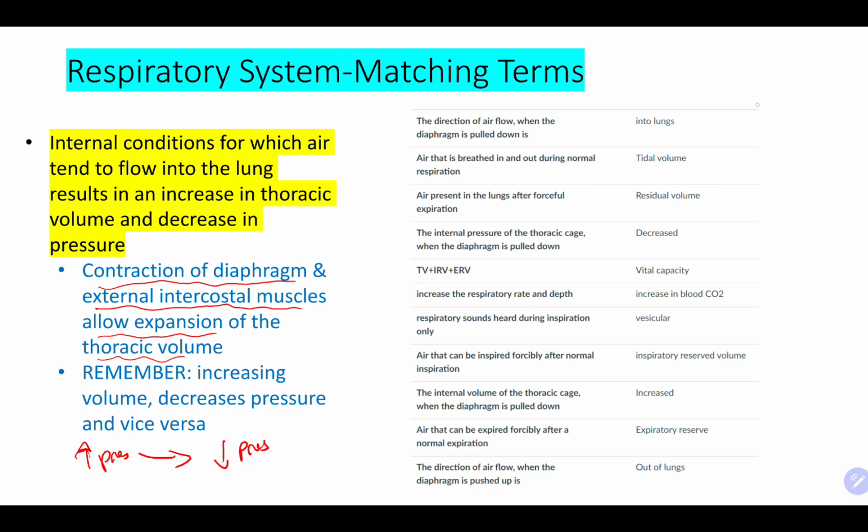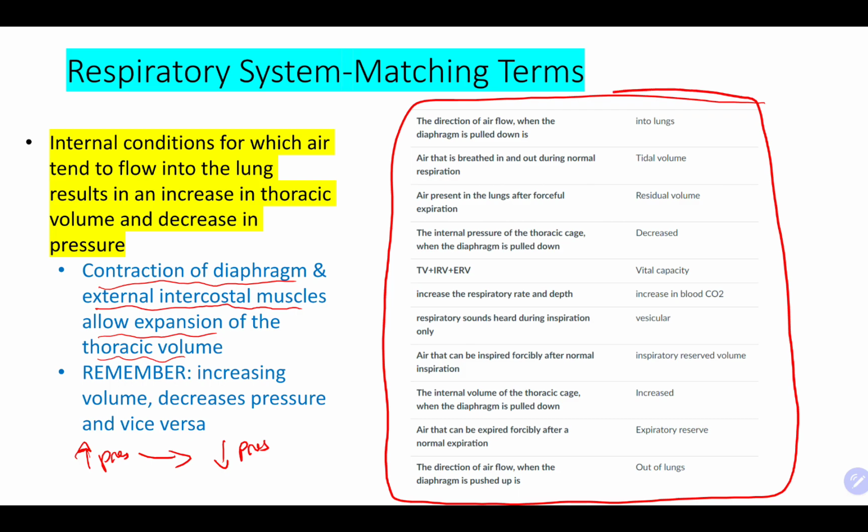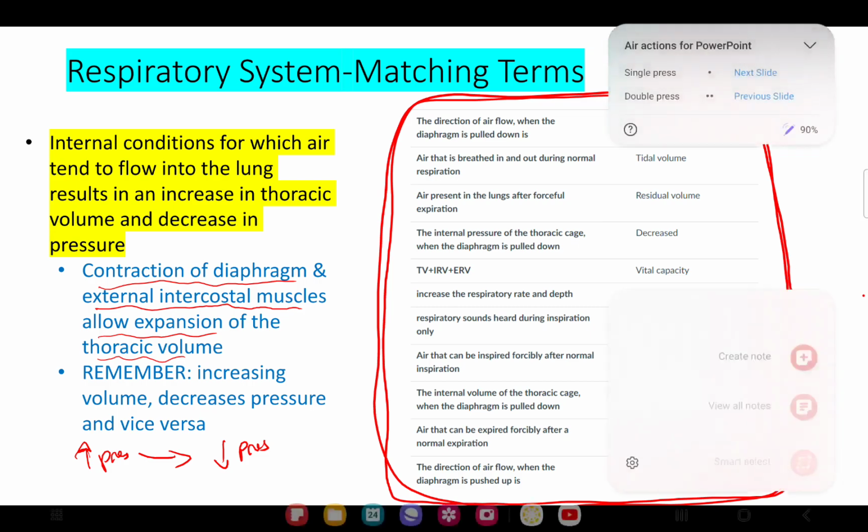Okay? Also remember these matching terms, right? I won't go through all of them. Just remember them, okay? You can go over them, write them out if you need.